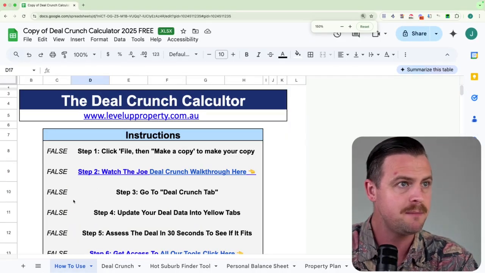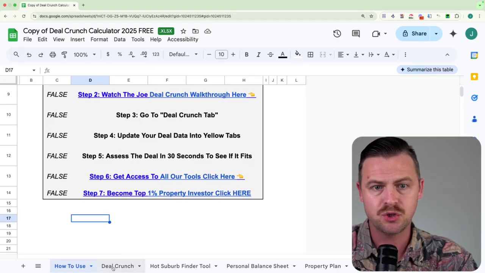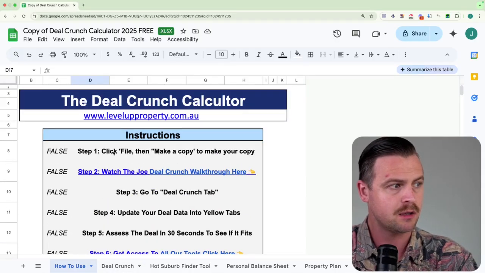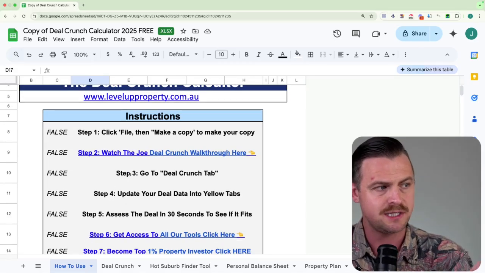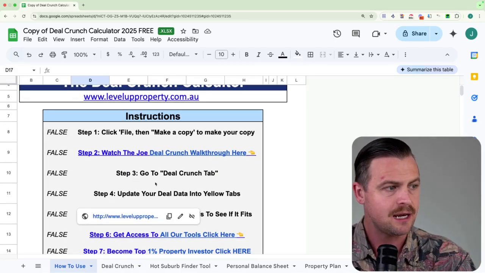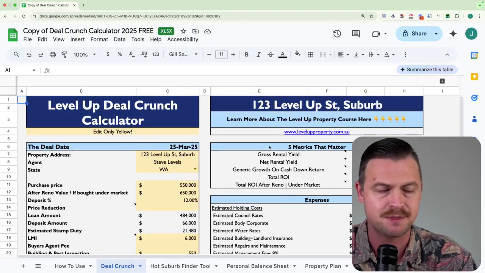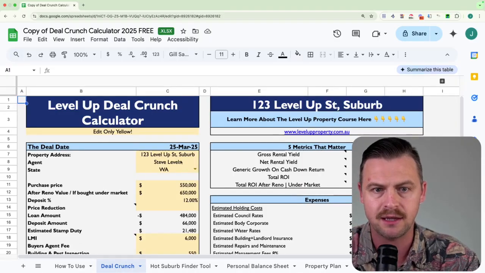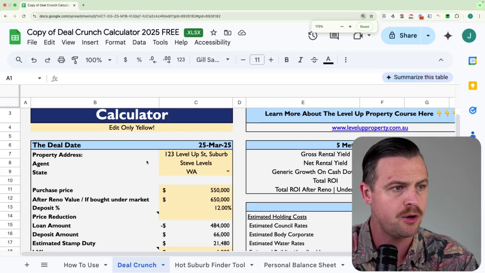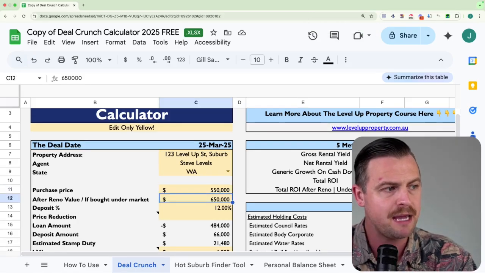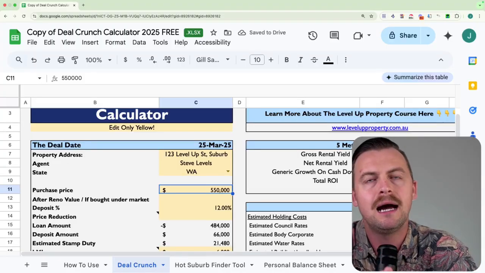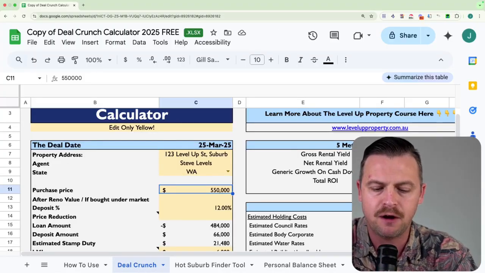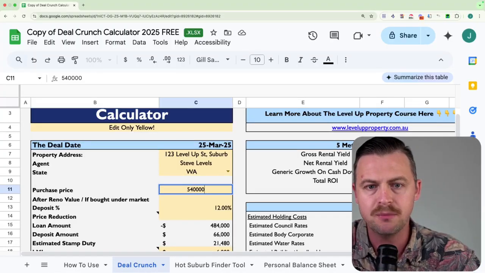So we're going to zoom in and then, well, step 1, you're going to make a file, make a copy, watch the tutorial, which is this, go to Deal Crunch Calculator, which is here, update the data in all the yellow tabs. So this is a Level Up Deal Crunch Calculator. What you do is you've got the suburb, and then you choose how much you want to pay for it. So what are you paying for in this suburb? Well, this property here, I really like it at $540,000. That's what the true market value is.